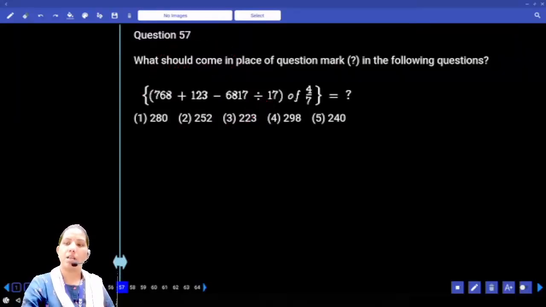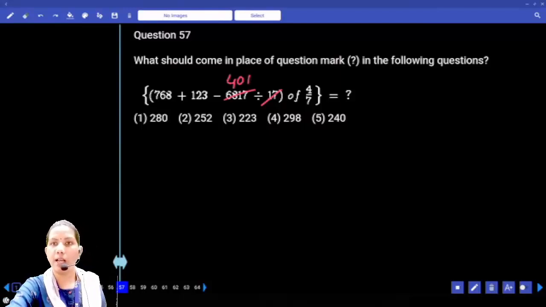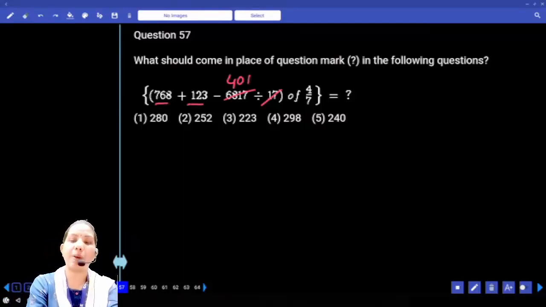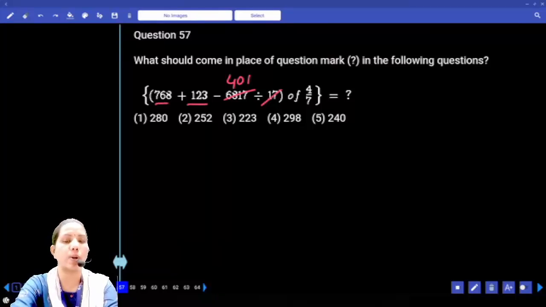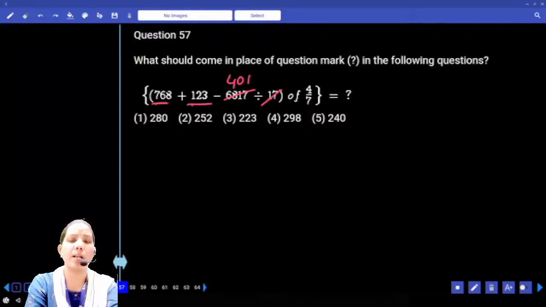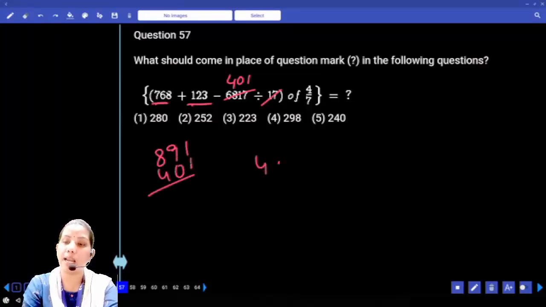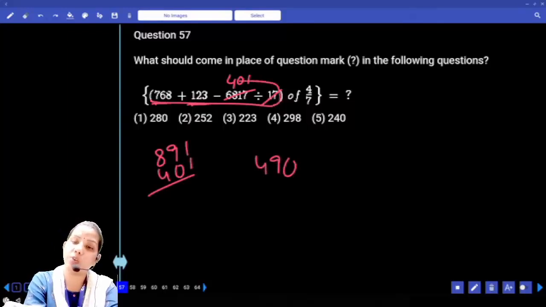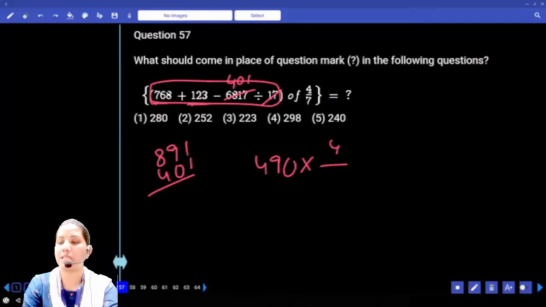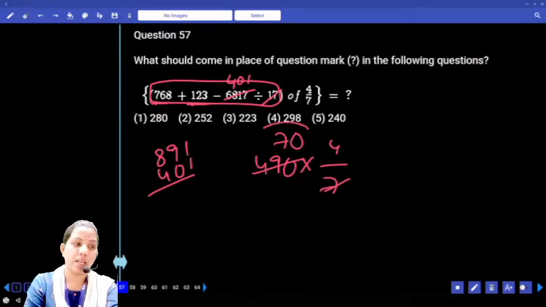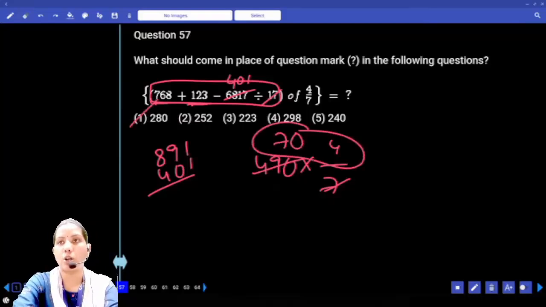Question number 57. 17 table exactly. 17 fours 01. Okay. 768 plus 123 and minus 401 directly. What is 768 plus 123 value? 891 minus 401 is 490. So total this bracket value is equal to 490 into 4 by 7. 7 exactly 70 times. 70 into 4, 280. First option.